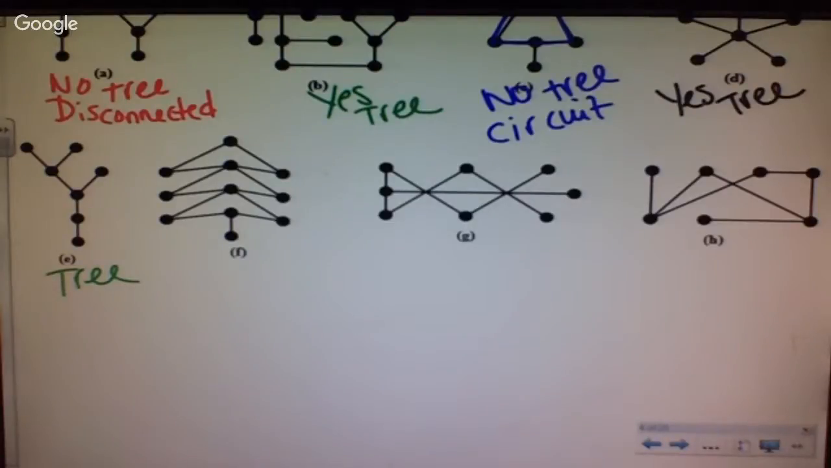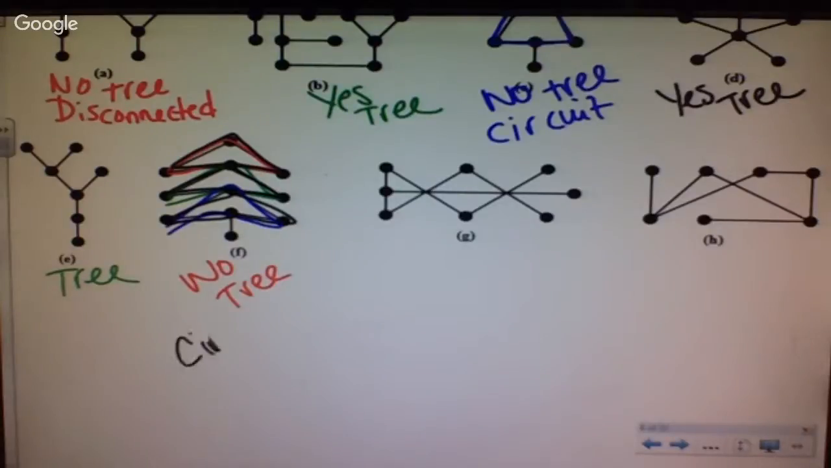Take a look at F. Is F a tree? No. Because it's technically circular. It looks like a Christmas tree, but look, I've got a circuit here. It's not a tree. I have a gigantic circuit, if you trace the whole thing. Okay, so there are circuits. So this is not a tree.